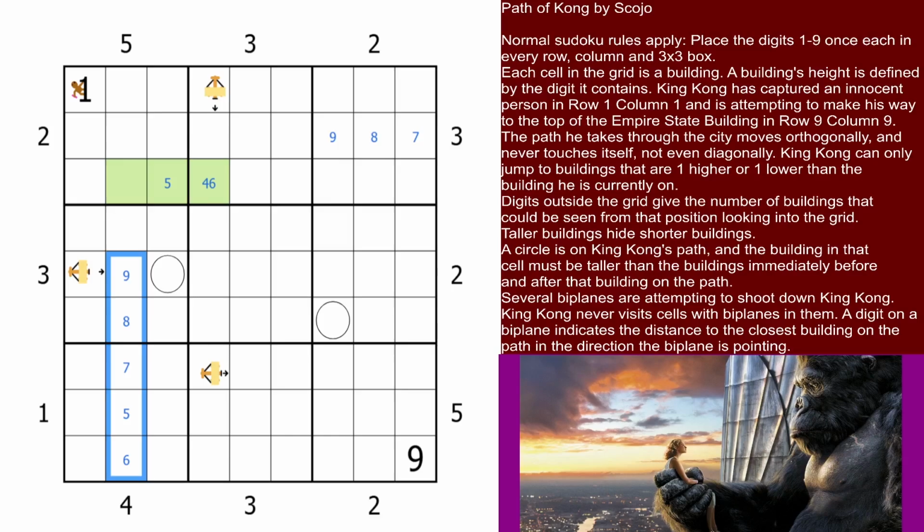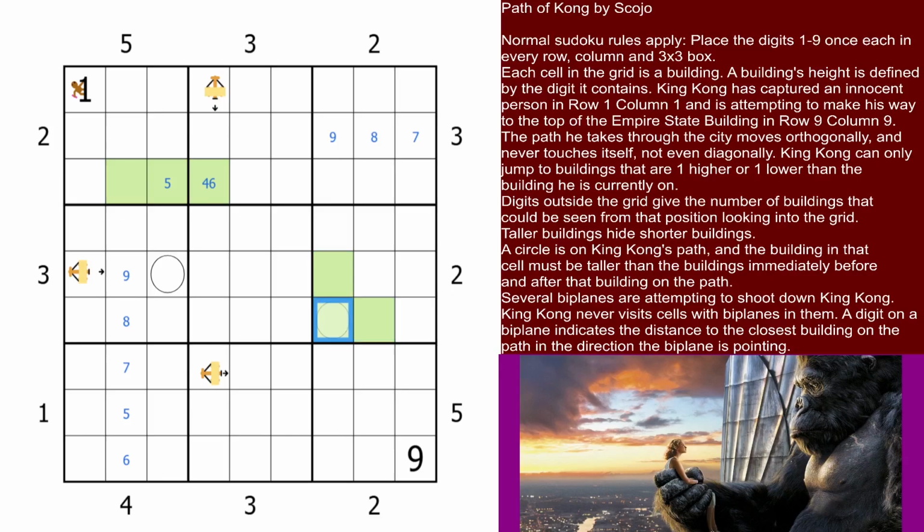A circle is on King Kong's path, and the building in that cell must be taller than the buildings immediately before and after that building on the path. So these circles are always on the path, and they must be the higher between these two. I mean, whichever is on the path, they must be higher than that. So if this is 6, I guess both of these must be 5, or the other way, if this is 4, this must be 5 and this must be 4. So something like this is happening on this circle.